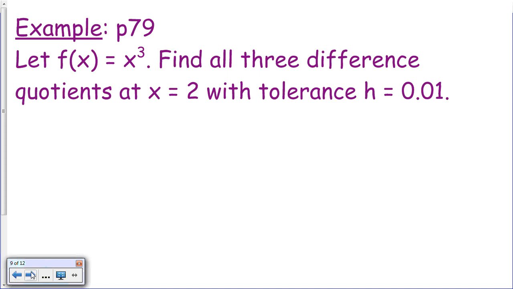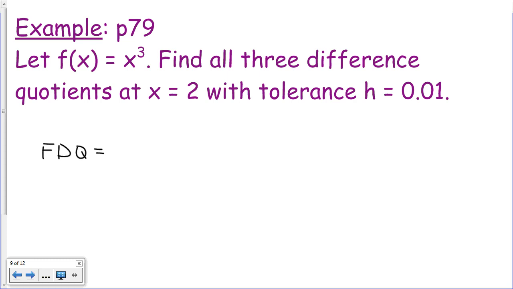So let's start out with the forward difference quotient. I'll go ahead and do these in the order that we just discussed them. It really doesn't matter which order you put them in. The forward difference quotient then, again, realize that h is 0.01, our x value is 2, and our function is x cubed. Those are the key parts of this.